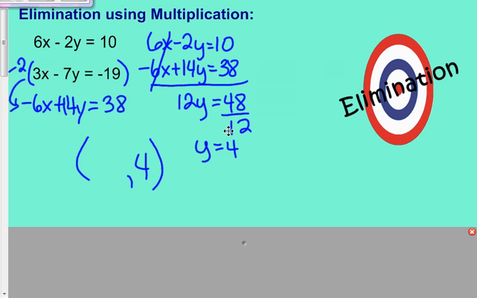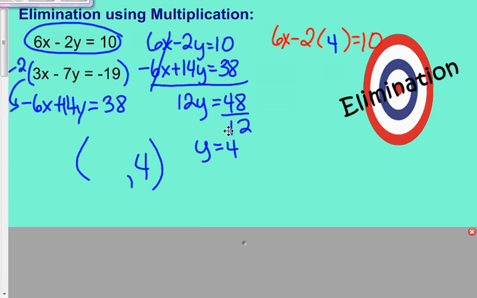I've got my 4. Now I'm going to take either of my original equations. You don't have to use the one you changed. You can, as long as you changed it correctly. But to be safe, use one of your originals. So I'm going to use the top one. I'm going to plug 4 back in. It starts out with 6x minus 2 times whatever y is equals 10. And we know y is 4. I'm going to put a 4 here.